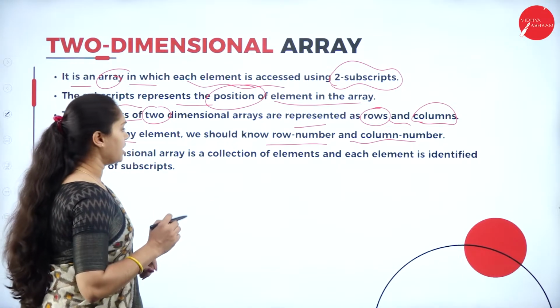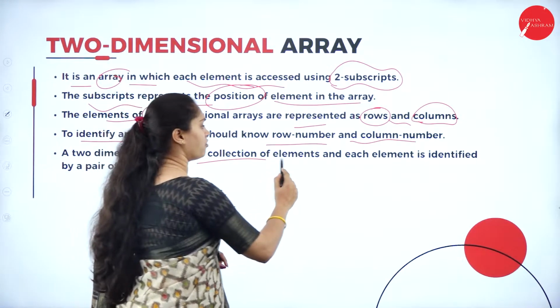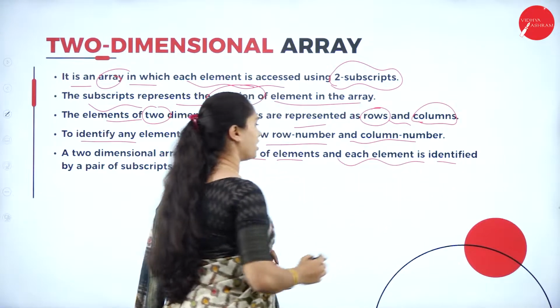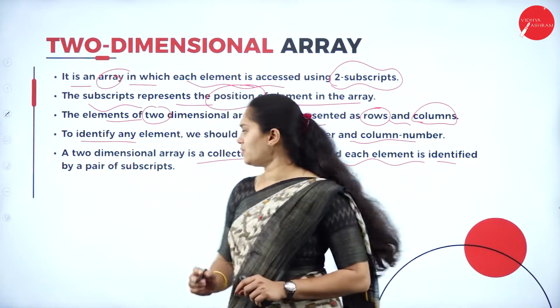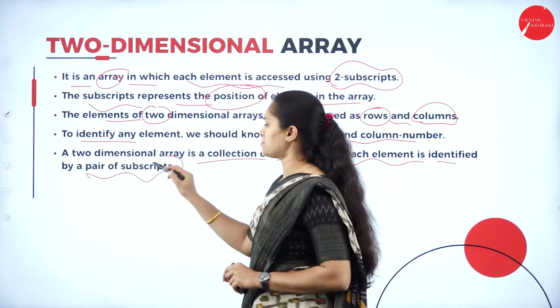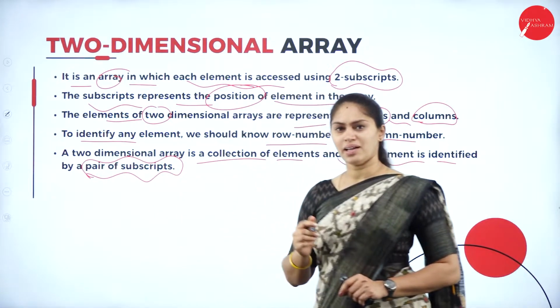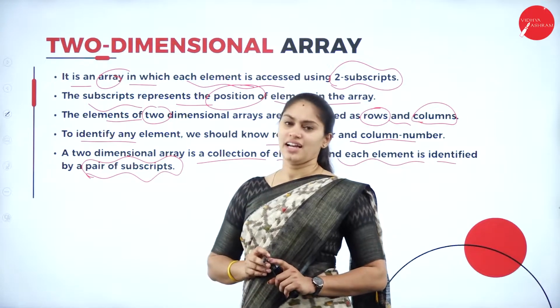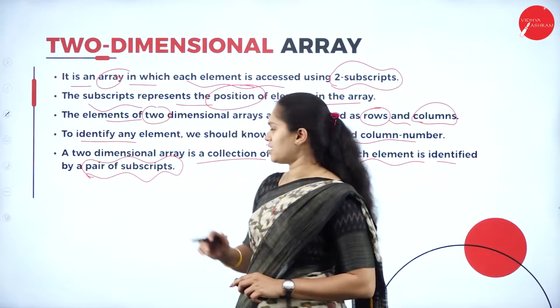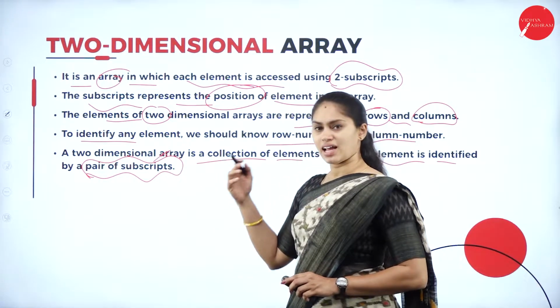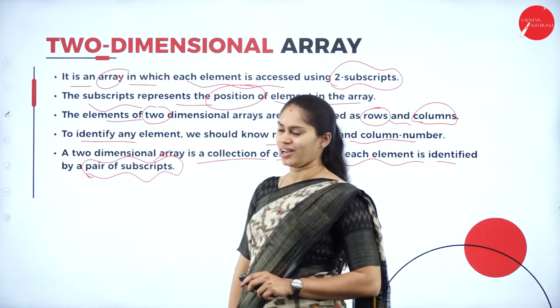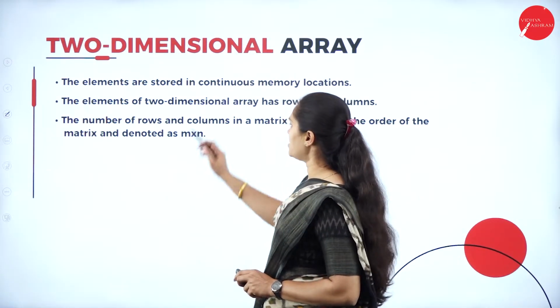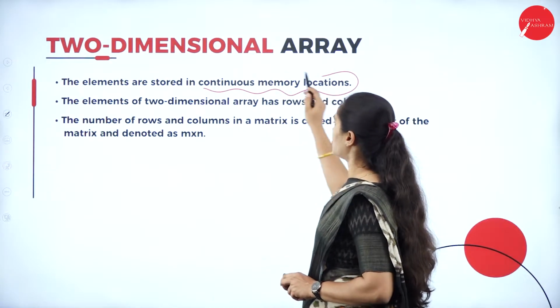And also in the two-dimensional array, it's a collection of elements and each element is identified with the help of a pair of subscripts. In the one-dimensional array, only one subscript. But when it comes to the two-dimensional array, it will be a pair of subscripts. So one represents the row and another subscript represents the column. And also the elements are stored in contiguous memory locations.